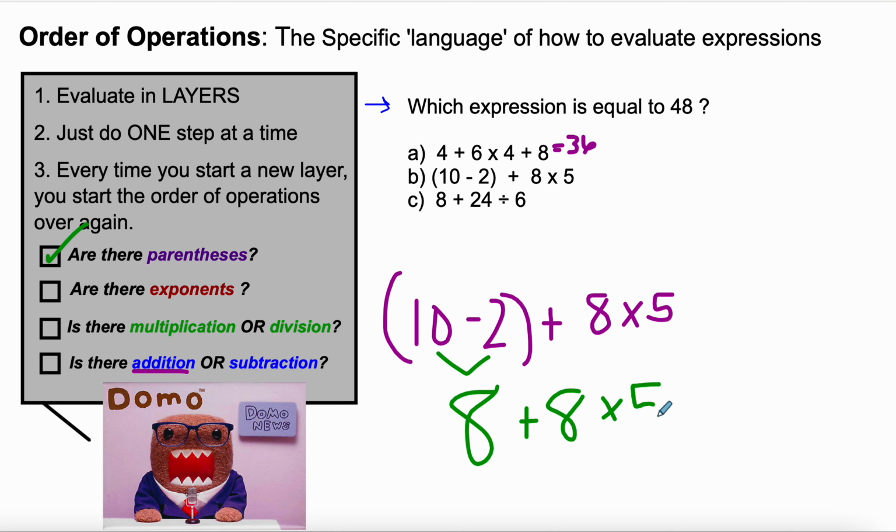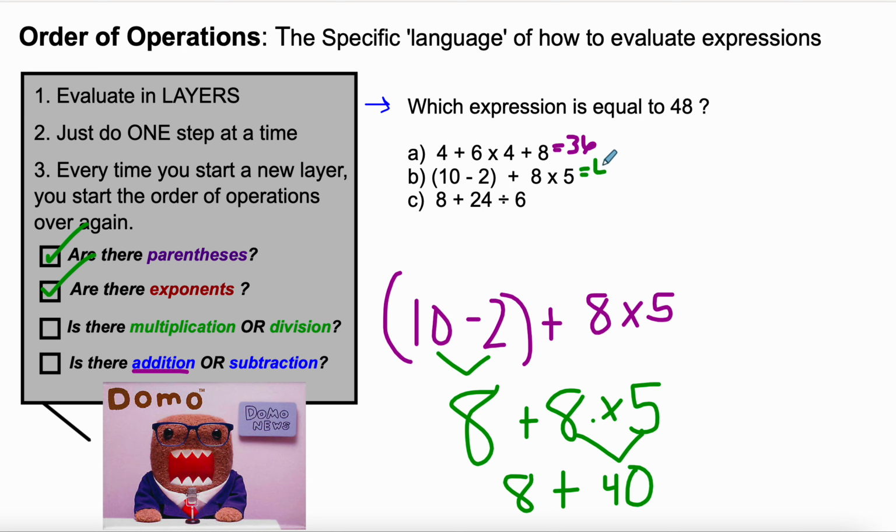All right, I'm going to pause. What operation are we going to perform next and why? Let's see. No exponents. Is there multiplication or division? Yes, there's multiplication here. That's what we're going to perform next because multiplication, division family, takes priority over the addition subtraction family. 8 times 5 is 40. And then we bring down our plus. We bring down our 8. 8 plus 40 is 48.